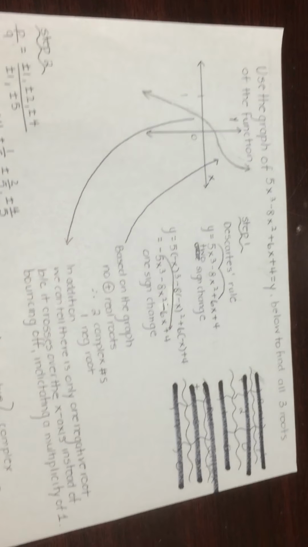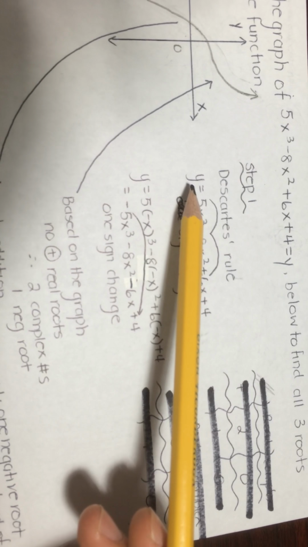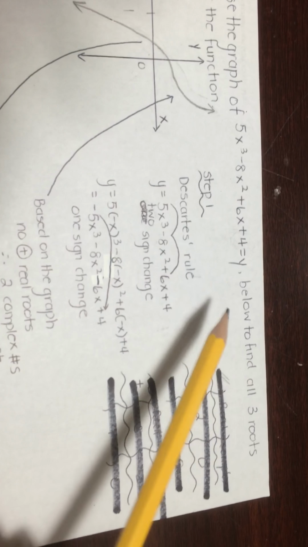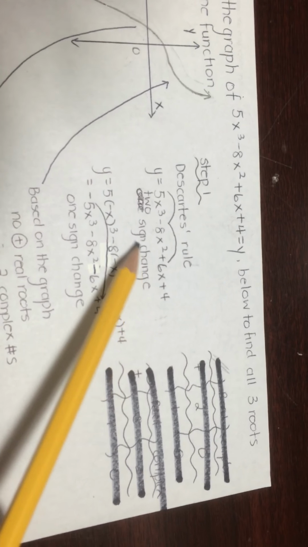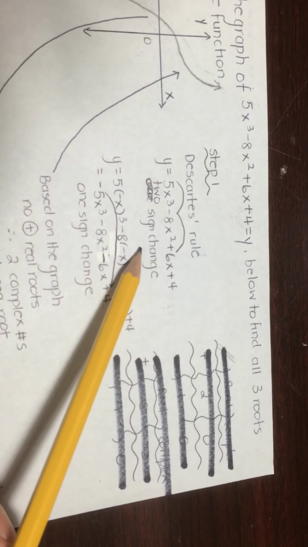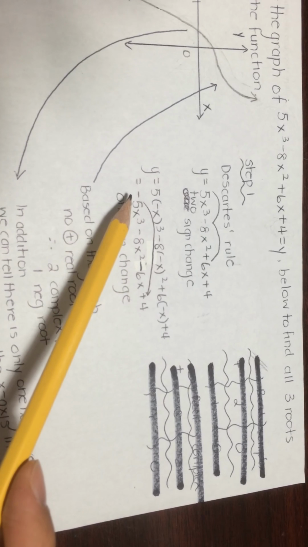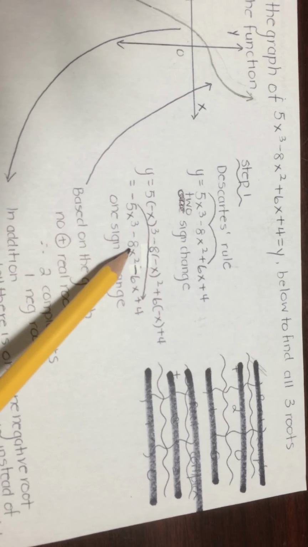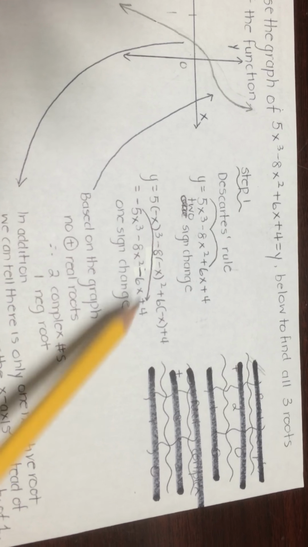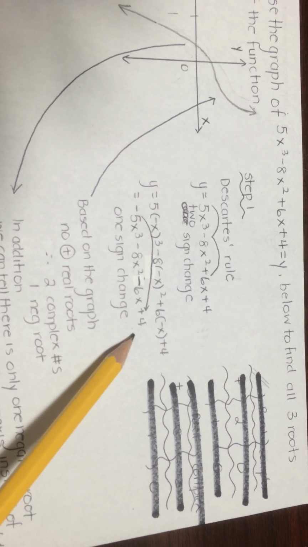So our first step is using Descartes' rule to find how many sign changes there are. First you write the original equation, and you can see that there are two sign changes, from positive to negative, then back to positive. But when you plug in negative x, you'll see that there is only one sign change, because the equation turns out to be negative 5x cubed minus 8x squared minus 6x plus 4. So from negative 5 to positive 4, there is only one sign change.